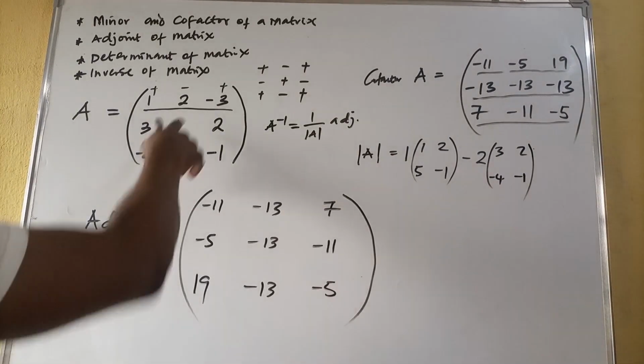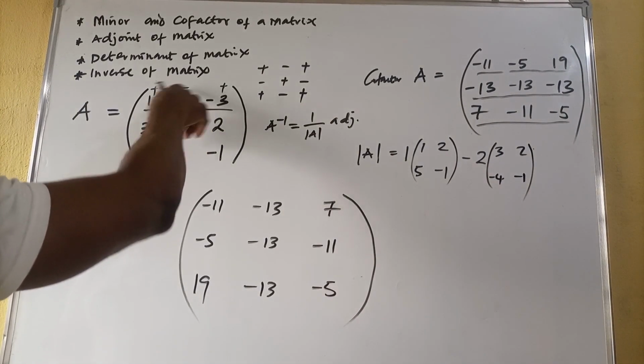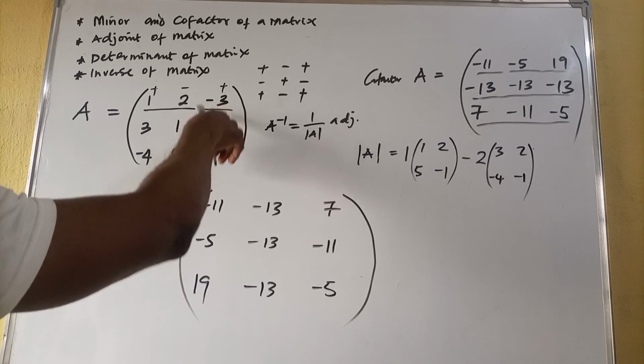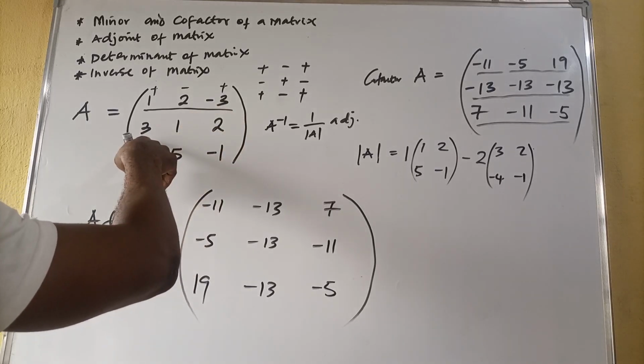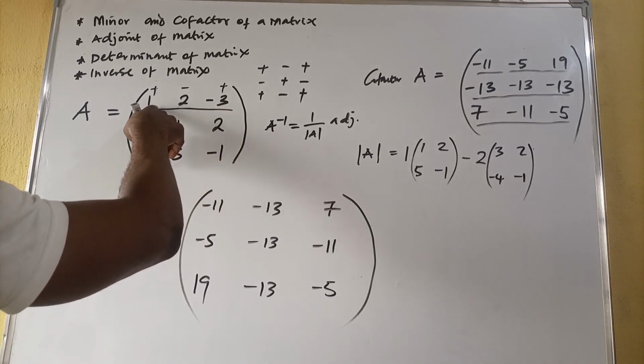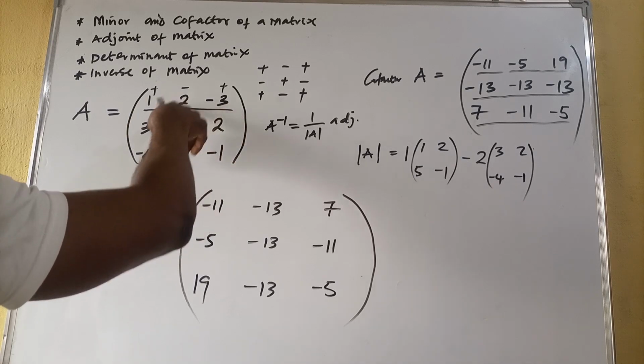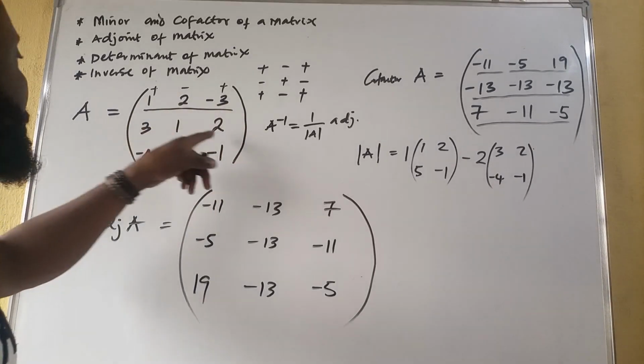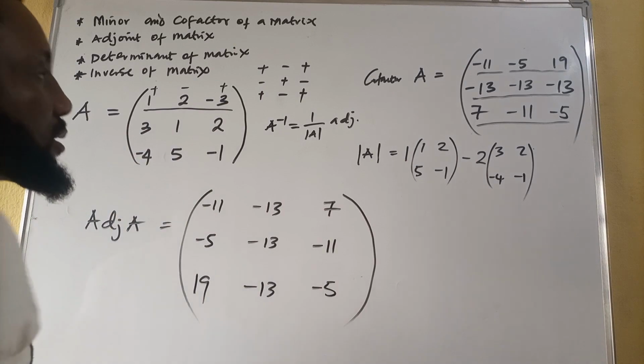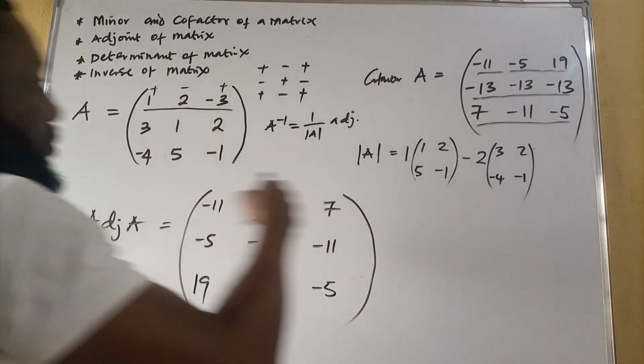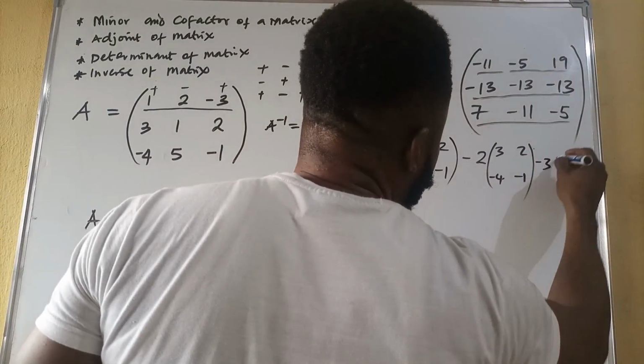So let's check it again. I am taking 2, the sign convention is negative. I'm deleting the row of 2 and the column of 2. So I'm going to have 3, 2, minus 4, minus 1. That's correct. So I'm picking the last one, which is minus 3 there.